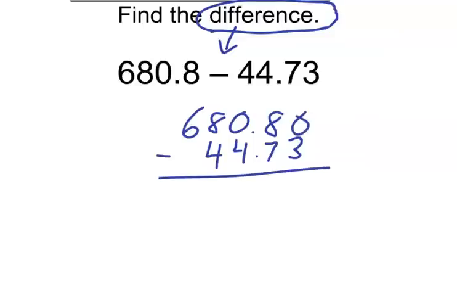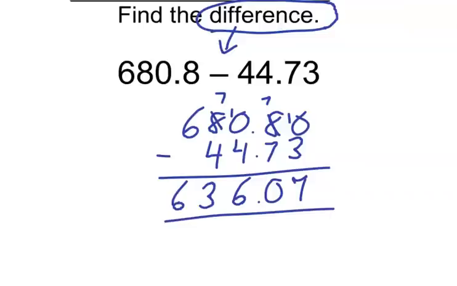Can we take 3 away from nothing? No, so we're going to have to borrow from the 8, make that a 7. This becomes a 10. 10 minus 3 is 7. 7 minus 7 is 0. Can't take 4 away from nothing. Make the 8 a 7. 10 minus 4 is 6. 7 minus 4 is 3. And 6 minus nothing is 6. Bring down the decimal. All right, we have our answer right there: 636.07, or 636 and 7/100ths would be another way that you can say that.